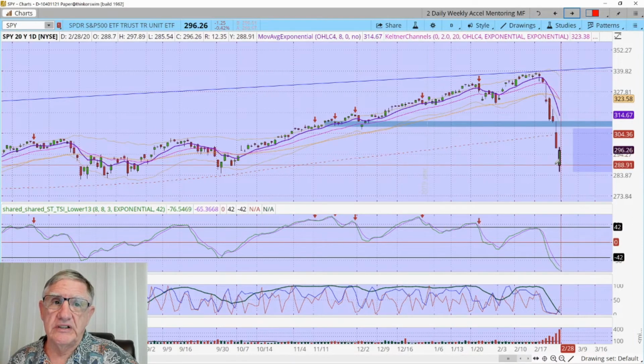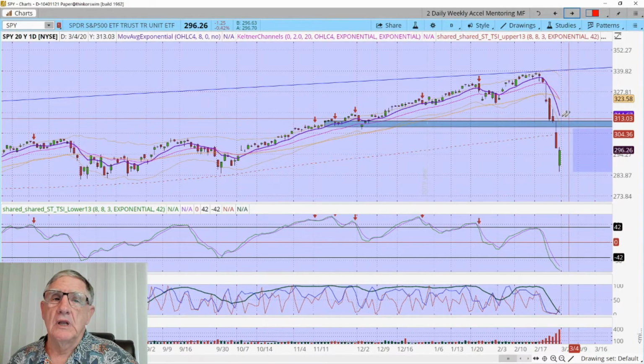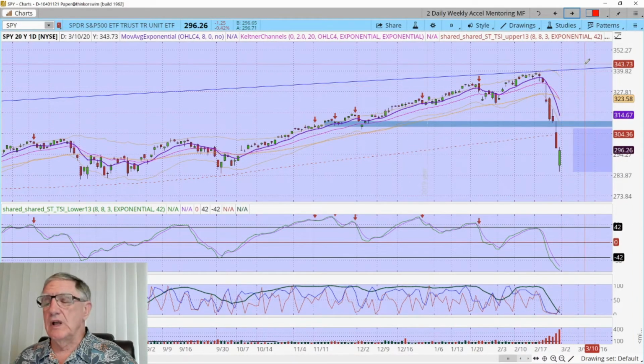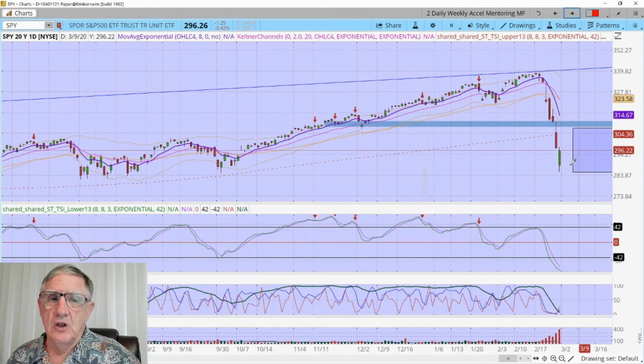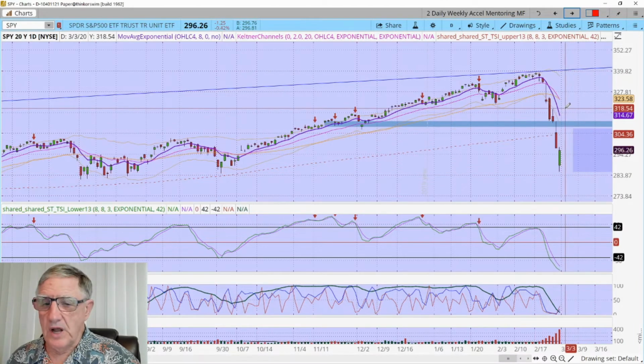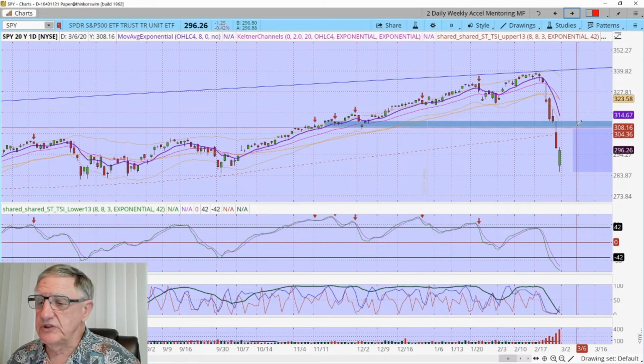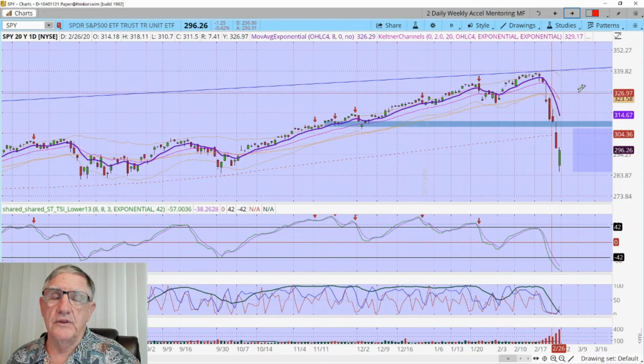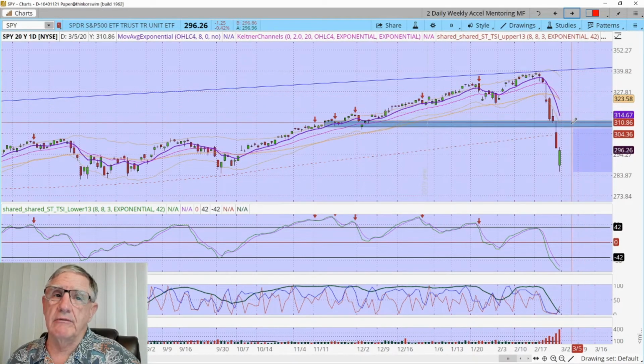Now again, we would anticipate a bounce back up and a reversal. So that would be buy here, sell here. That would be how we would target the trade. Now, do I have to sell everything right here?